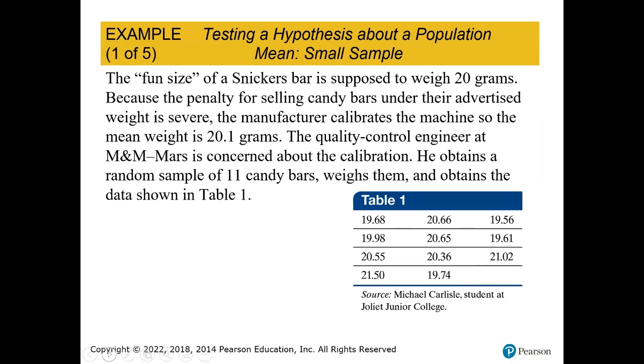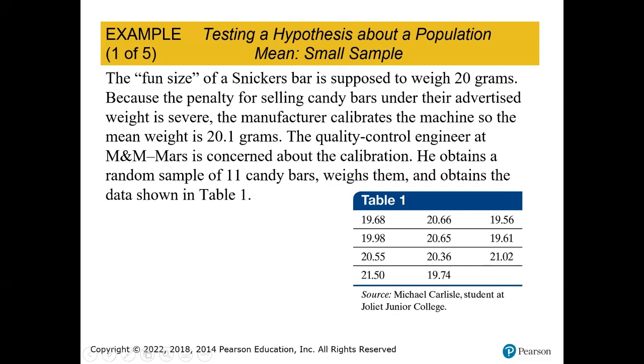The fun size Snickers bar is supposed to weigh 20 grams. Because the penalty for selling candy bars under the advertised weight is severe, the manufacturer calibrates the machine so that the mean weight is 20.1 grams. The quality control engineer at M&M Mars is concerned about the calibration. He obtains a random sample of 11 candy bars, weighs them, and obtains the data that we have.